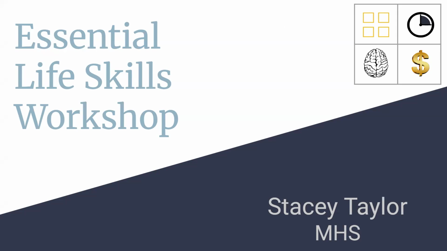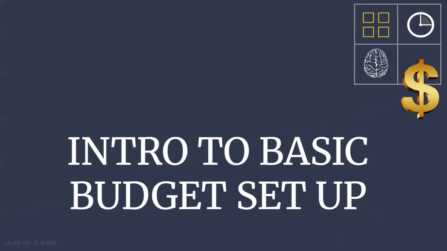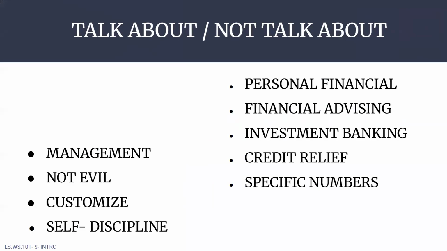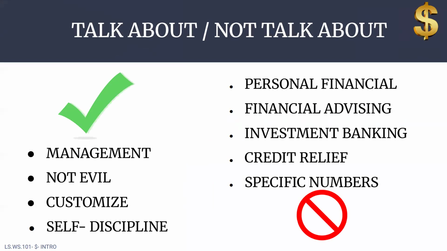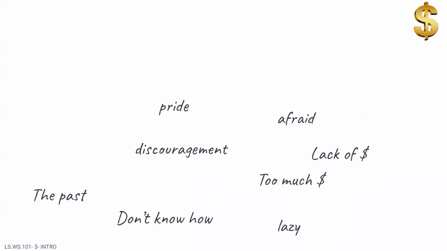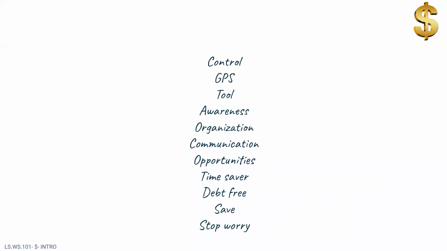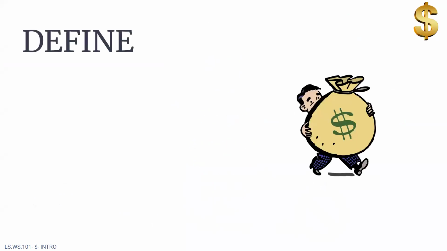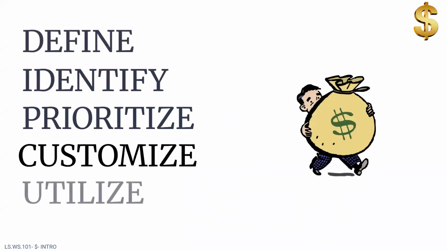Last lesson, you were supposed to be fact finding, and we're going to do a quick review of the things you're supposed to fact find so that you can do a basic budget setup. Fact finding. Those are the things we will and won't talk about. These are why people don't budget. These are why you should. Today I'll show you the definitions again: identify, prioritize, customize, and utilize.